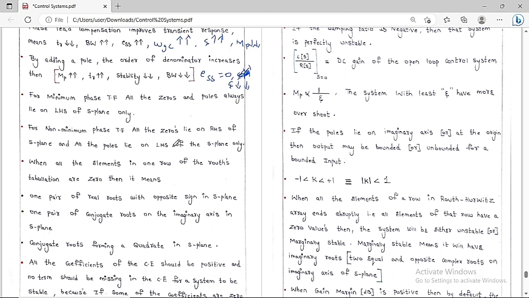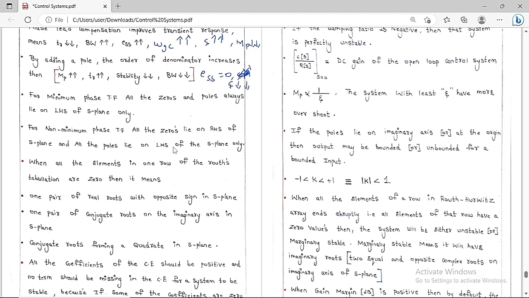See, I have already told you, whenever one complete row is 0 in the case of the RH table, you have to take the auxiliary equation and differentiate it in order to write the coefficients in place of zeros, and then proceed to figure out the remaining values of the tabulation. But what does it mean if the row is 0? It is going to indicate one pair of real roots with opposite sign in the S-plane, or one pair of conjugate roots on the imaginary axis in the S-plane, or conjugate roots forming a quadrature in the S-plane. So I have already told you this point.